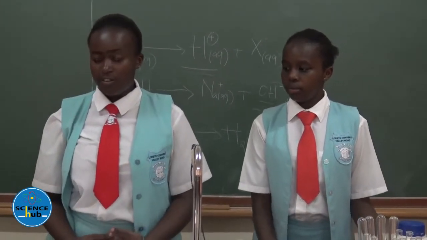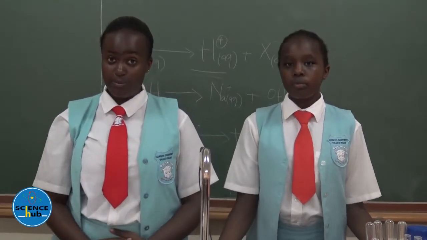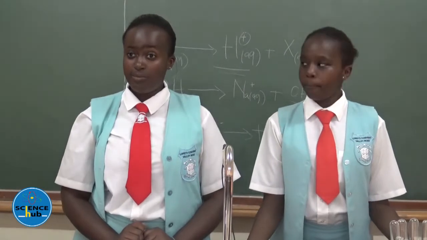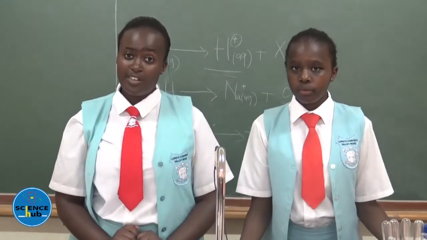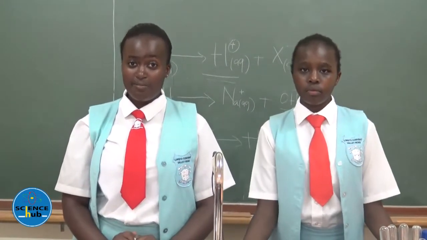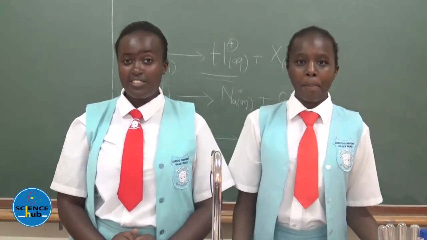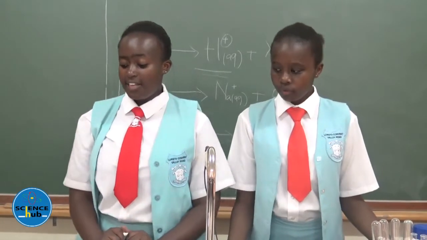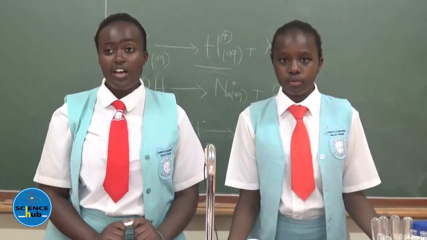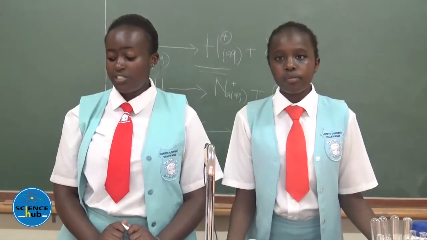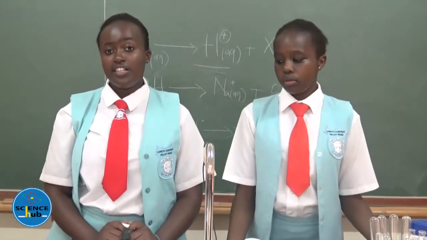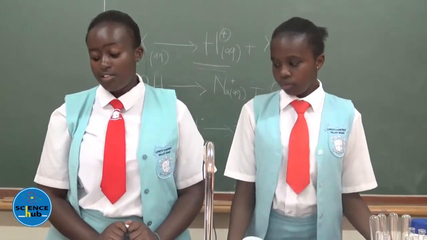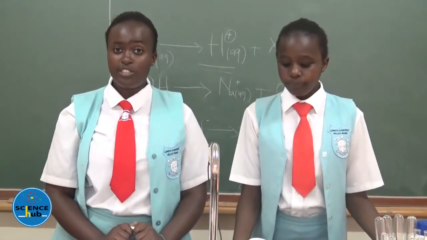For example, all nitrates in salts are soluble. And in carbonates, all carbonates are insoluble apart from sodium carbonate, lithium carbonate, ammonium carbonate, and potassium carbonate. And in sulfates, they're all soluble apart from barium, which is sparingly, and calcium, which is sparingly. And in chloride, they're all soluble apart from lead chloride, which is sparingly.